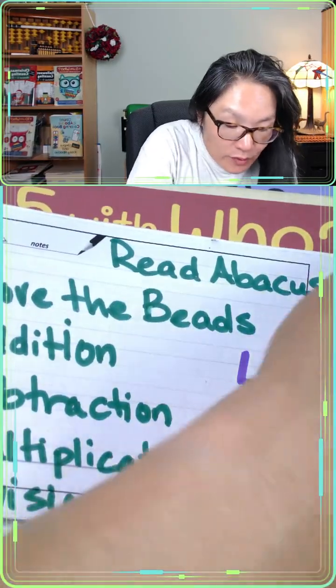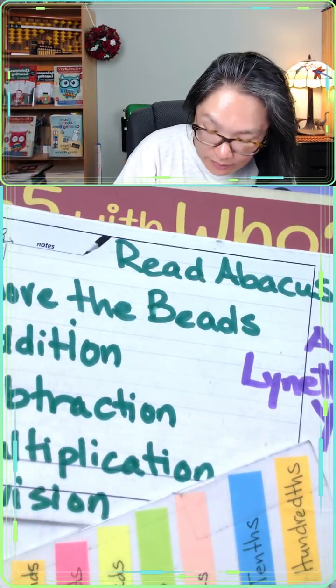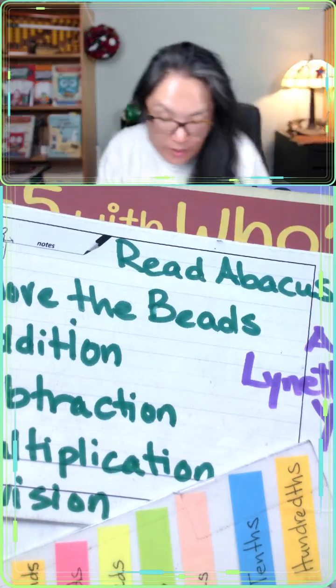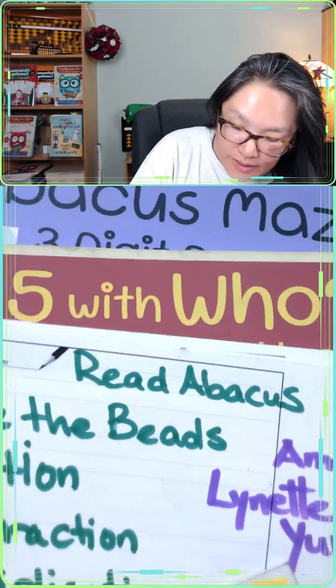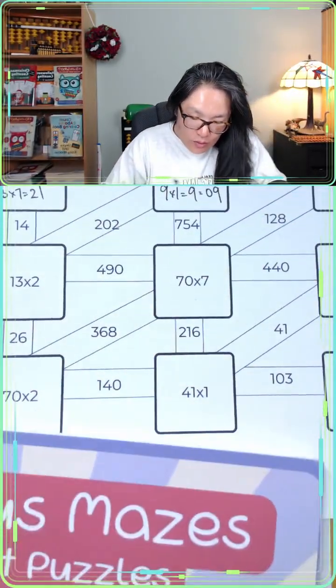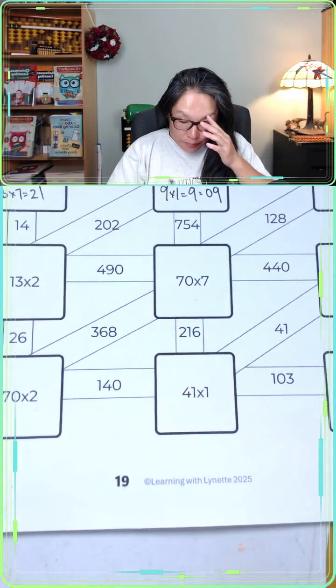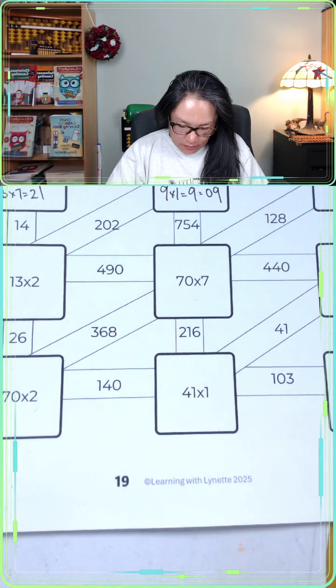So we talked about place values, we talked about moving the beads, and we did everything, actually. We did it kind of all over the place, but it is what it is. And then I'm going to work on some more books so we can get them out the door. I'm going to be working on some multiplication maze books.